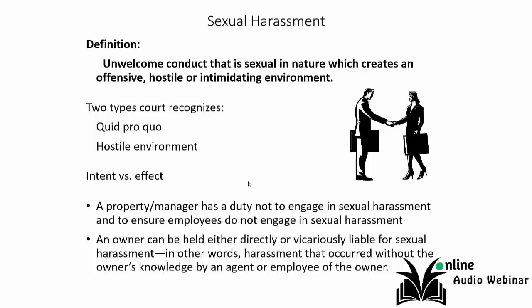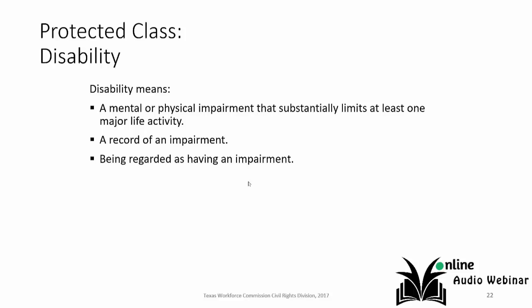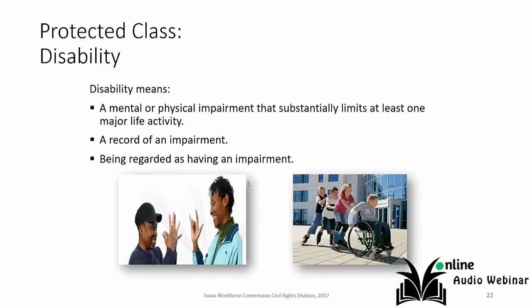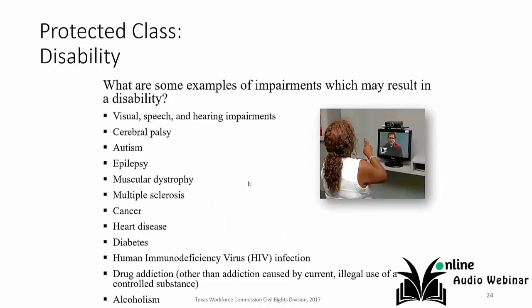Now, sexual harassment is unwelcome conduct of a sexual nature which creates an offensive, hostile, or intimidating environment. The last one is disability, a protected class, and this means a mental or physical impairment that substantially limits at least one major life activity. What are some of the major life activities? Some of the common examples would be autism or muscular dystrophy or cancer, heart disease, diabetes.